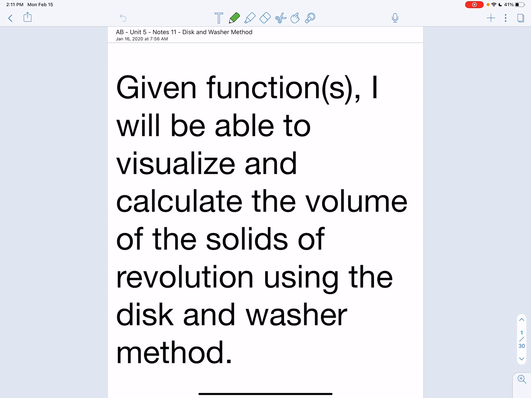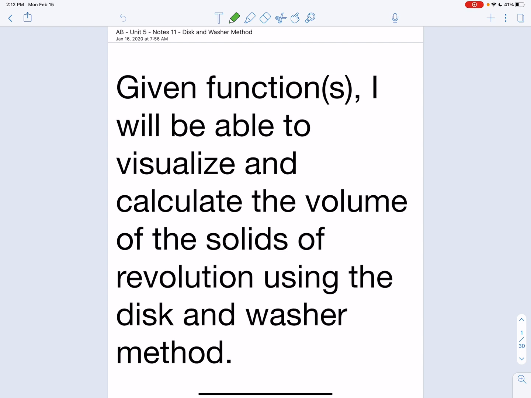Okay, so given functions or a single function, you're going to be able to visualize and calculate the volume of what we call solids of revolution, using two methods that you're going to pick up today. It's called the disk and the washer method.